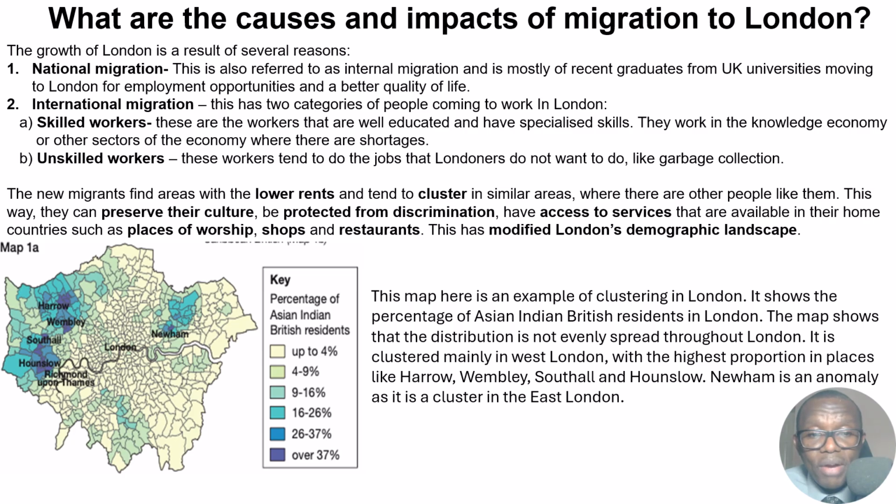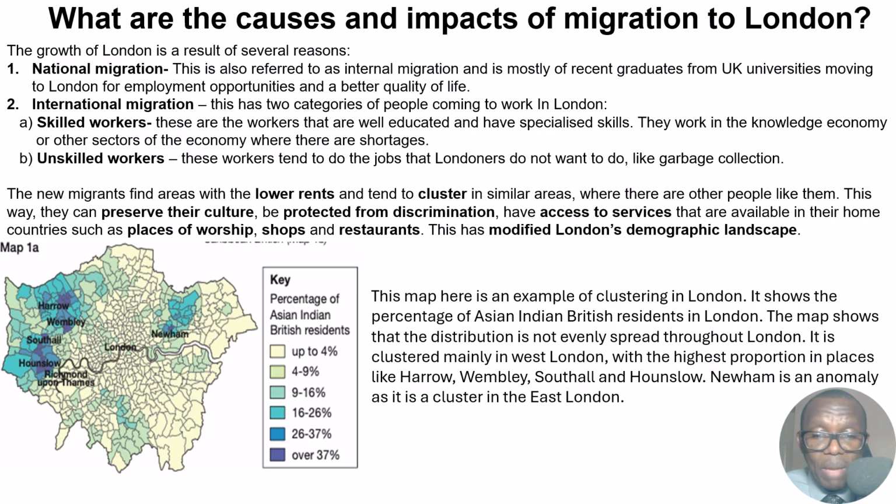So the new migrants find areas with lower rents, and they tend to cluster in similar areas where there are people like them. Now, this way they can preserve their culture and also be protected from discrimination and have access to services that are available in their home countries. So services such as places of worship, shops and restaurants. And this has modified London's demographic landscape.